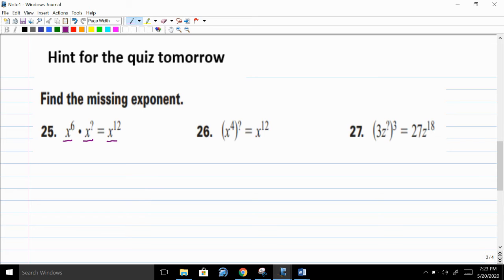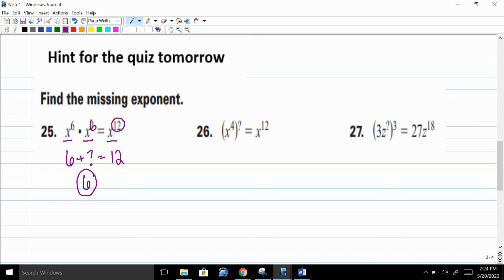You have to know what rule is being applied. This is your product of powers rule. The rule for the product of powers is to add the exponents. So on number 25, you know that you have to have 6 plus the question mark is going to give me a 12, because with the product of powers, the exponents add. So that missing exponent in number 25 is going to be a 6. An x to the 6th and another x to the 6th is what's going to give you x to the 12th.